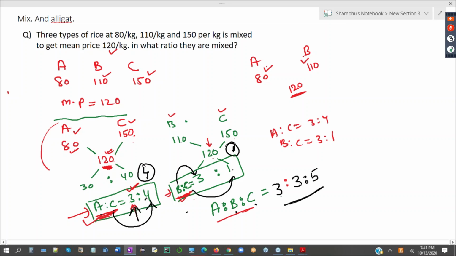So the ratio of ABC is 3:3:5. It is not ratio, Abhishek. It is how many kg of which type. We have to just add. You are not supposed to take AB and BC. Did you get how this ratio has come? Did you understand or not?